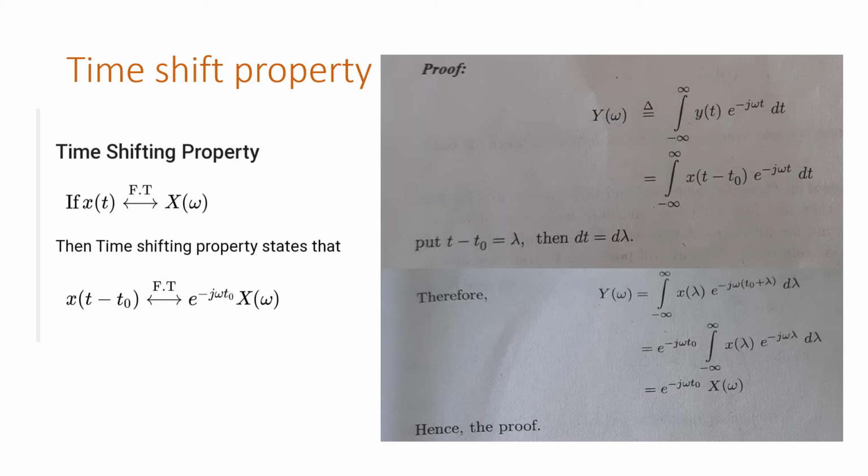In the proof, I have considered x of t minus t naught as y of t and later I have substituted and proved the equation, and I have got the answer as e to the power minus j omega t naught into x of omega. This is the proof of time shift property. Moving on to the next slide.